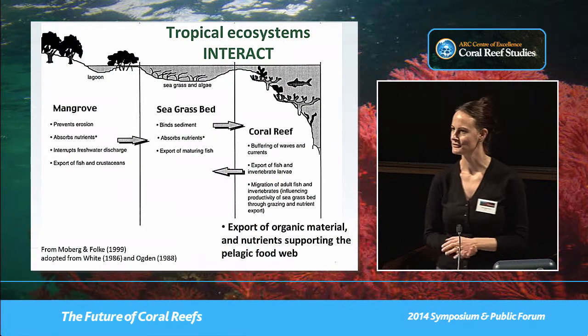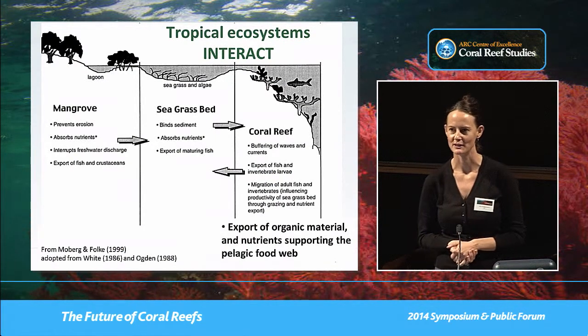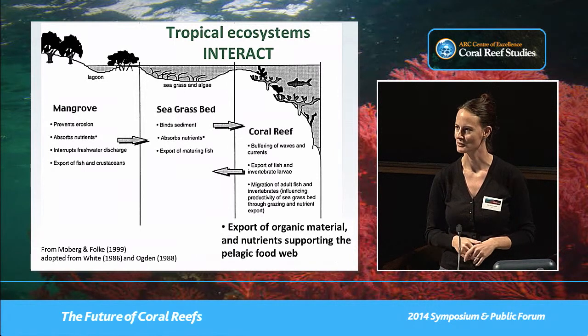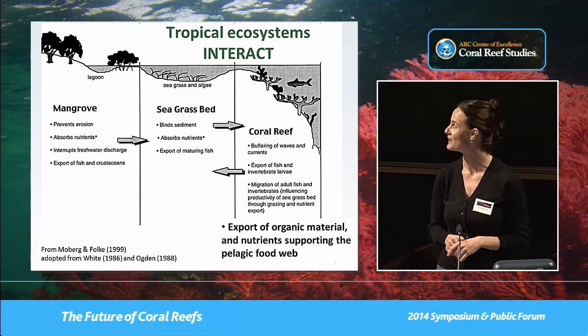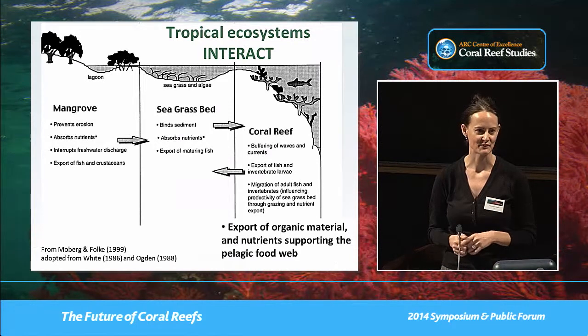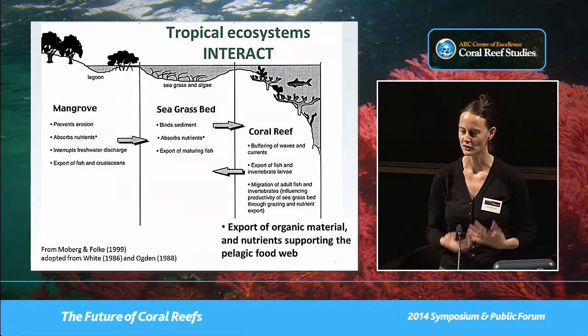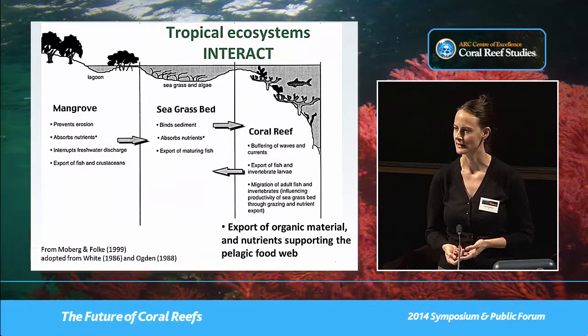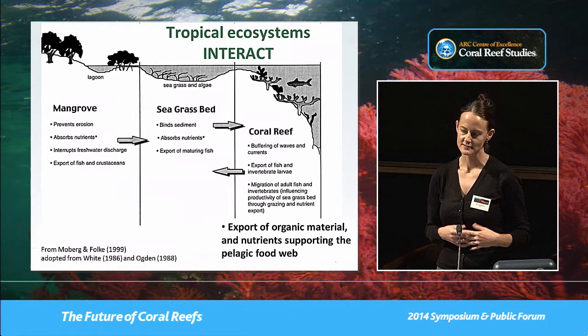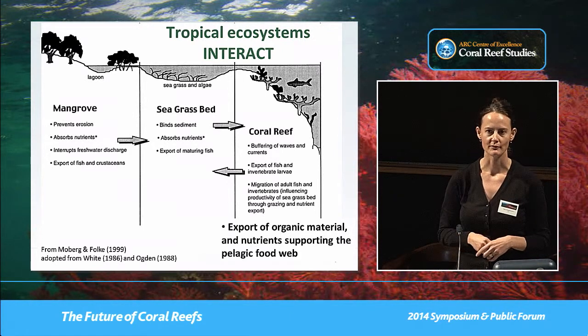So I was quite envious of Carissa's slide earlier, where she had a much more fancier high-tech schematic of these processes than I have here. But I'd like to use my low-tech version to reiterate the point that coral reef ecosystems don't exist in isolation. So this is a seascape of coastal landscapes moving out to reefs.